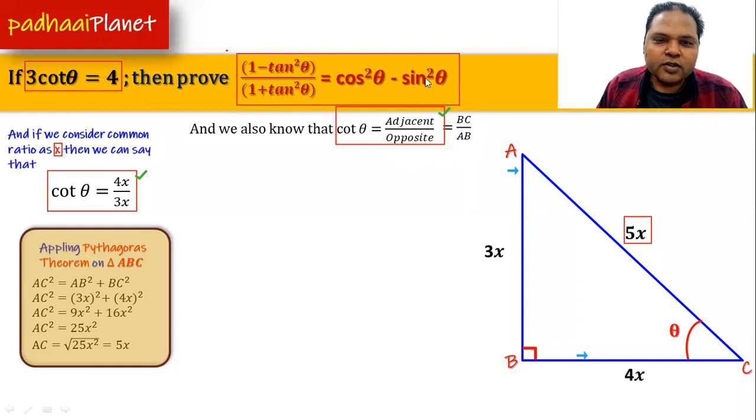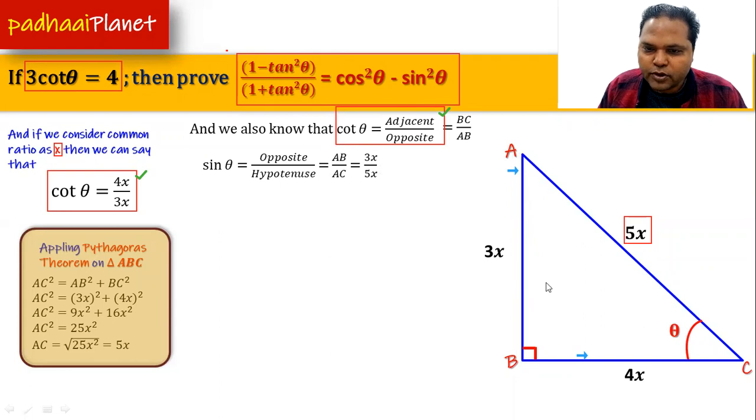So let's first find out the value of sine theta with respect to this particular triangle. The value of sine theta as per the trigonometrical ratios is, we already know that sine theta is equal to opposite over hypotenuse, and opposite means AB in this particular triangle, because AB is opposite to theta, right? So that's considered as AB.